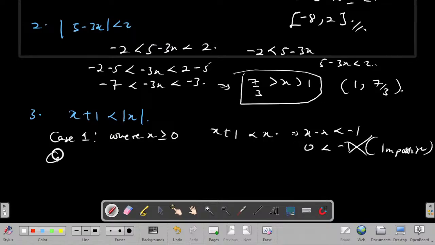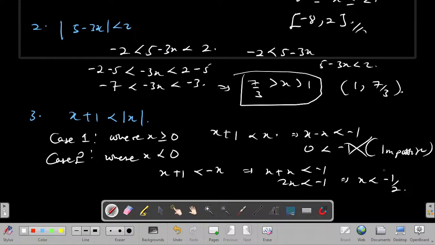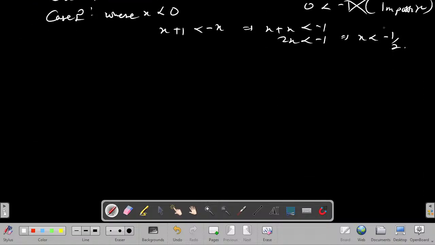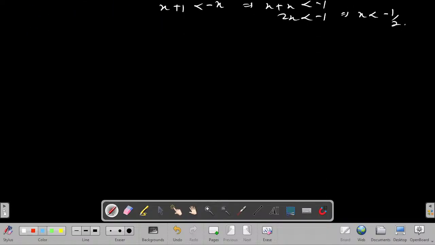Then we check the second case. For case number 2, we have x less than 0. So if x is less than 0, then I'm going to have x plus 1 less than negative x, obviously. So what happens? Here I'm going to have x plus x on the left side less than negative 1, 2x less than negative 1. Therefore, x is less than negative 1 over 2. Beautiful, right? So we move to the next problem, which is question number 4.